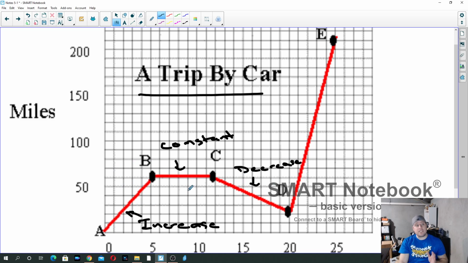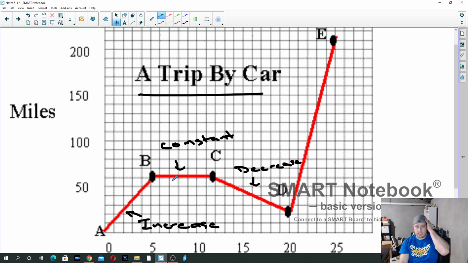So in between these three stages are the key moments we're actually looking for. It's the parts where we look at and say, okay, this is happening at this stage. Let's say the scale changes a little bit. It's maybe not exactly like this, but we have a trip by car, okay? The first part of the trip, from A to B, is a leg of our trip. We're increasing in miles and increasing in time. So as time goes on, we are getting further away than where we started, okay?